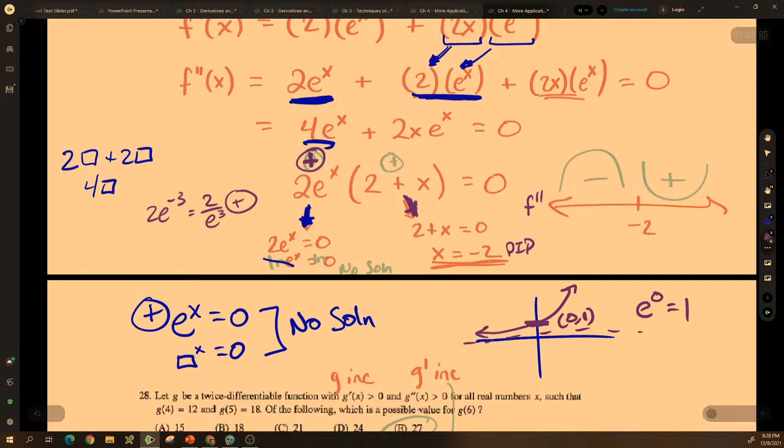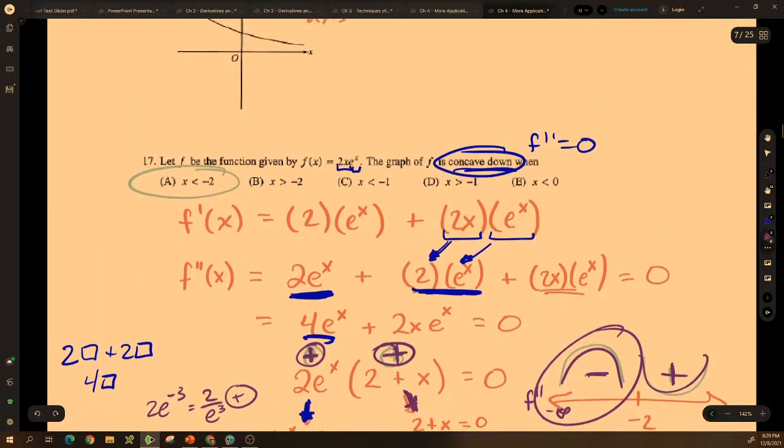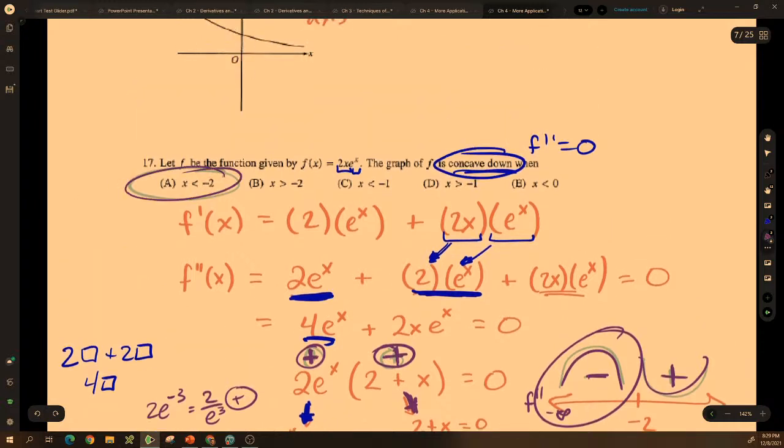Then negative 3 plus 2 will end up being negative. So this first part was negative. Then if I plug in 0, e to the 0 is 1, it's positive. 2 plus 0 is positive. So this part is positive. And the question asks, where is this concave down? It's going to be that section from negative infinity to negative 2, or just x is less than negative 2.